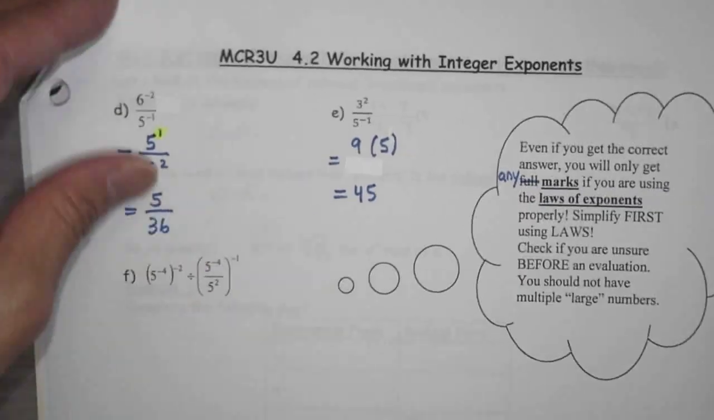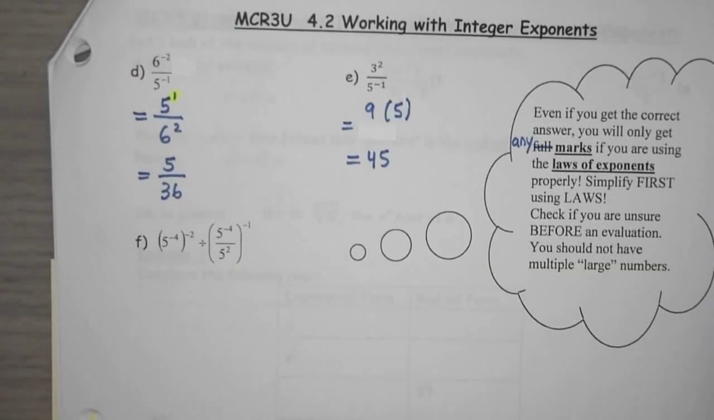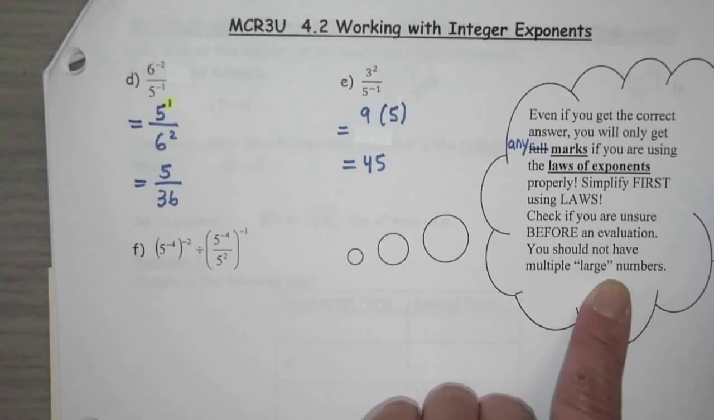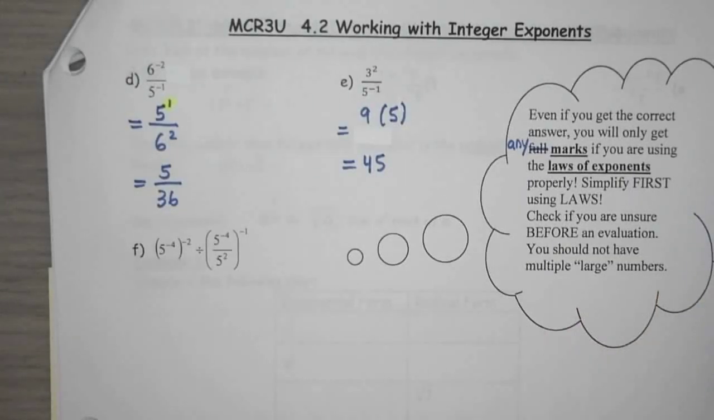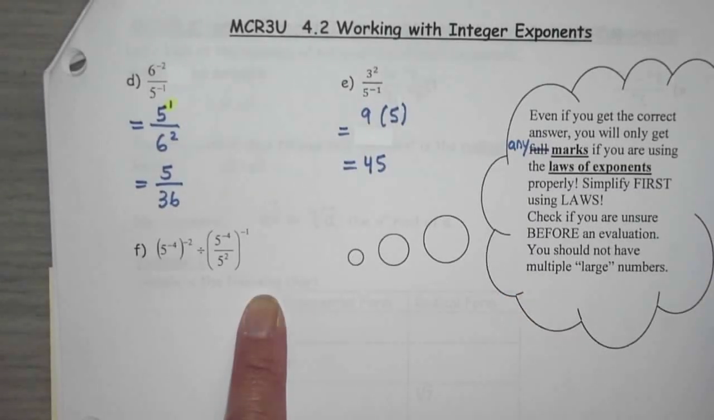And I literally copied it from a test, right? From tests where I'm like, don't do this. So these are people's mistakes, where I'll show you what not to do. So it says not big, large numbers. Because what some people do is they end up punching it all in their calculator. They get the right answer, but I'm not giving you any marks unless you're using the laws.